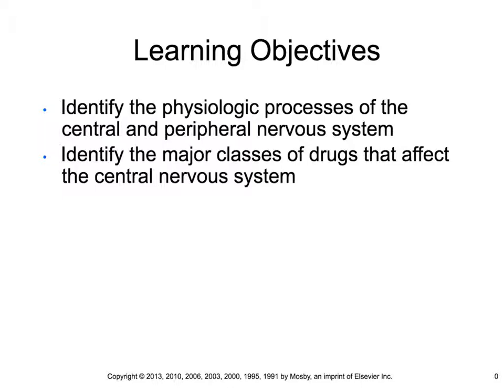So learning objectives. We're going to identify the physiological processes of the central and the peripheral nervous system. We're also going to identify the major classes of drugs that affect the central nervous system.